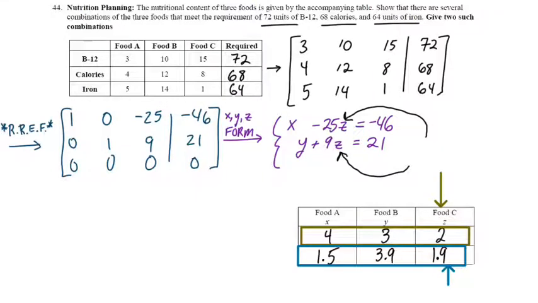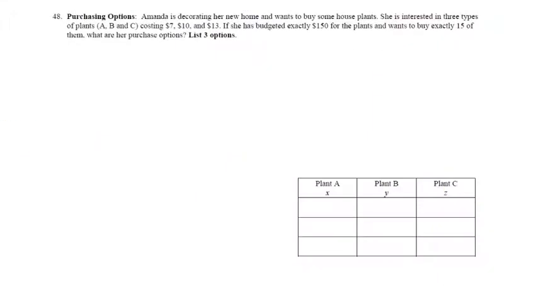All right, let's look at one more question in this video, the very last question on the worksheet about flowers or buying flowers. It says, Amanda is decorating her new home and wants to buy some house plants. She's interested in 3 types of plants. We'll call them plant A, plant B, and plant C, costing $7, $10, and $13. So that means A is the cheapest one and C is the most expensive.